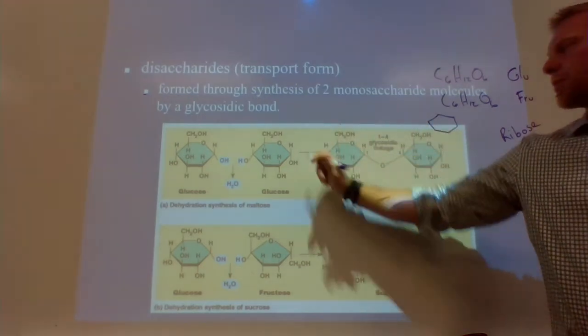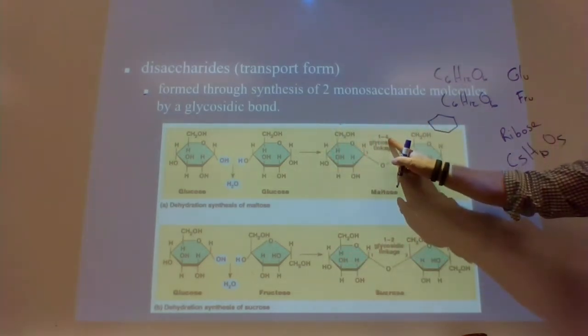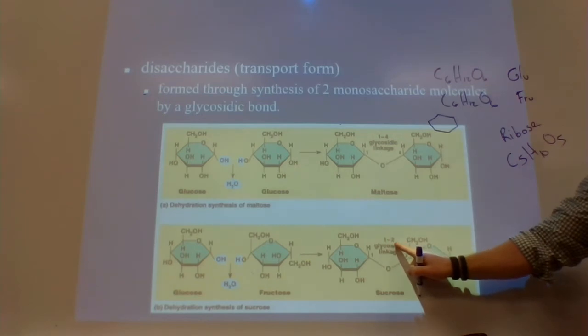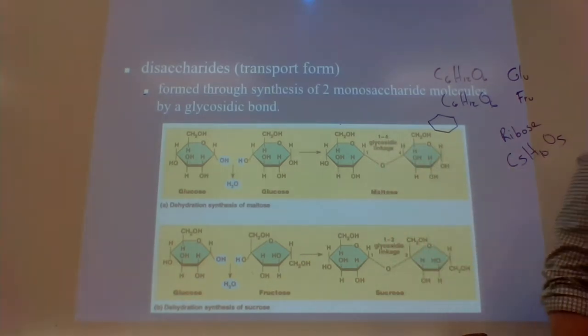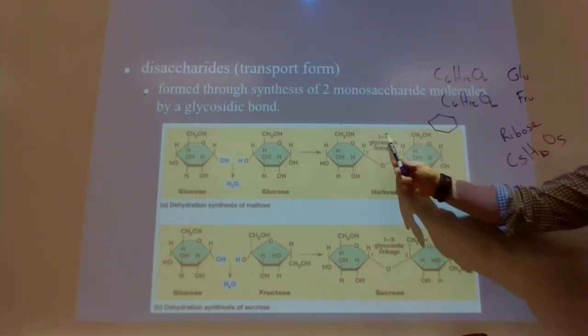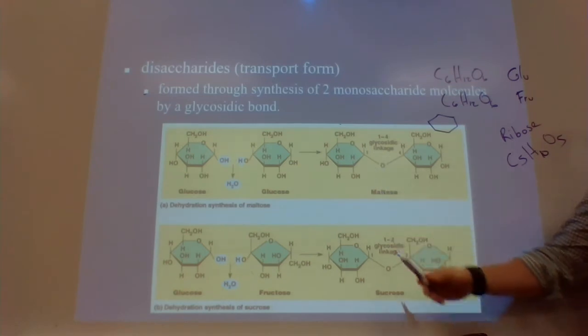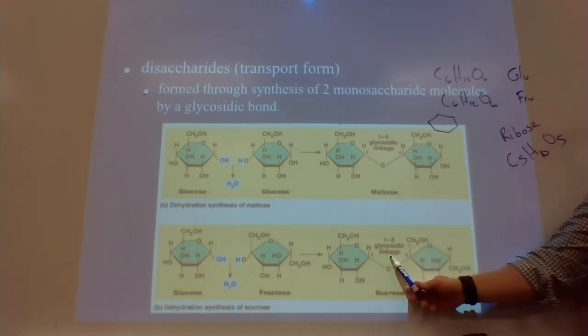Do you see how this one says a 1,4 glycosidic bond? And this one says a 1,2 glycosidic bond? Can anybody guess as to what those numbers are? What do those numbers mean? Any guesses? This one says 1,4 glycosidic bond, and this one says 1,2 glycosidic bond.